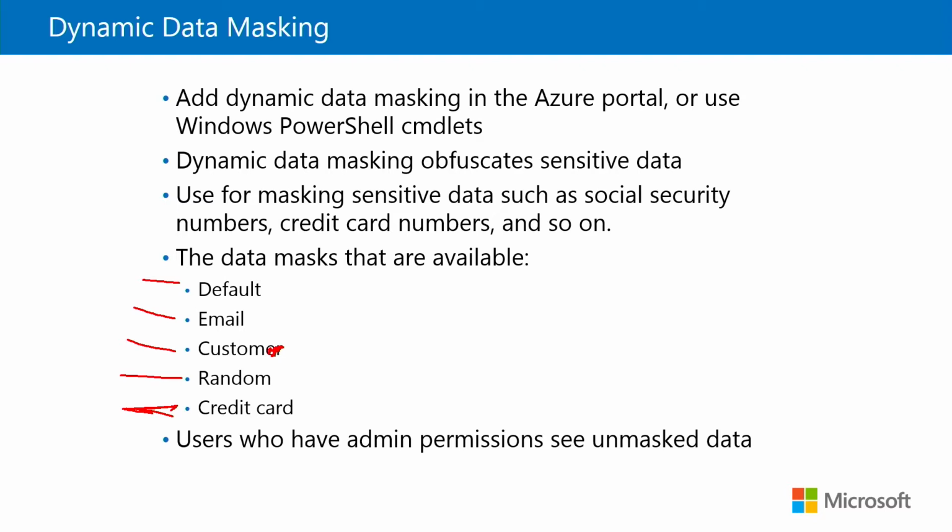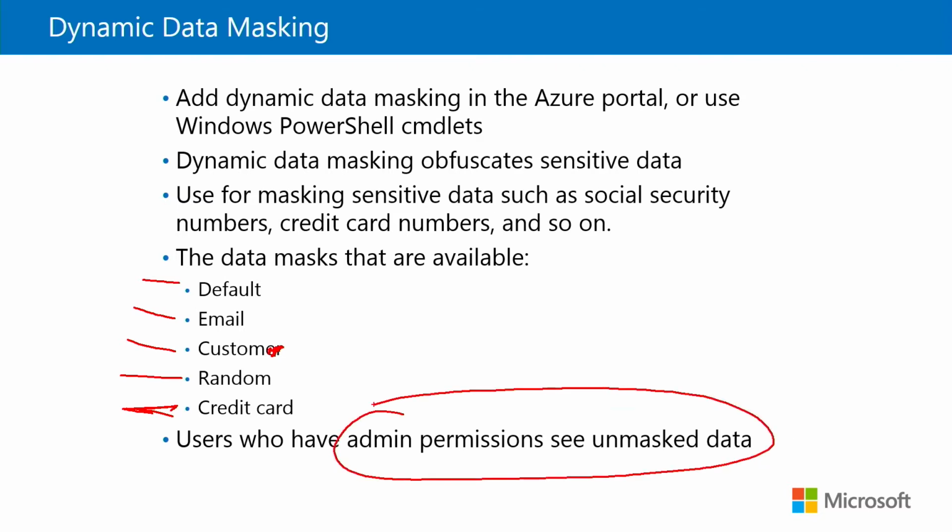Now, by default, admins always have the ability to see the data unmasked. There's also, when you set the masking up, the very last screen in the wizard is going to allow you to control which users can see the data unmasked. So you can define which users, SQL users, are excluded from the masking. That lets them see the data in an unmasked format.